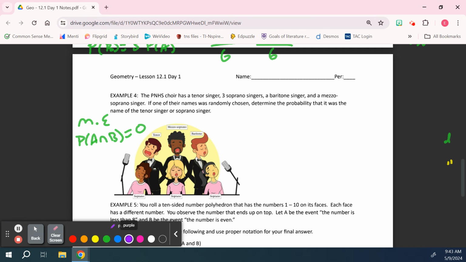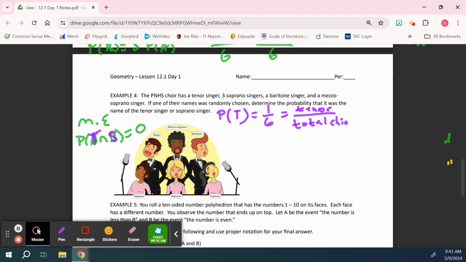So what we're going to do here is find the probability of finding the tenor. Actually, let's make this T intersect S. That'll be a little better, right? So the probability of having a tenor is we have one whole tenor out of these 6. So that's the probability of you having a tenor. All right. So this is the probability of the tenor over the total in the choir.